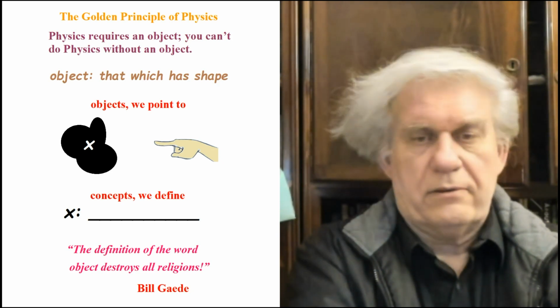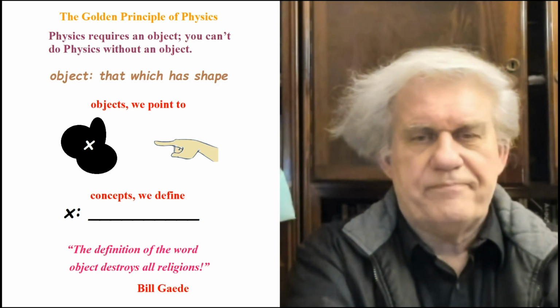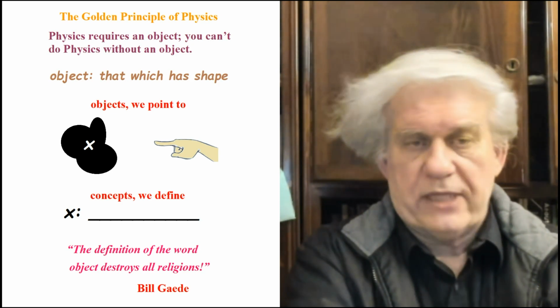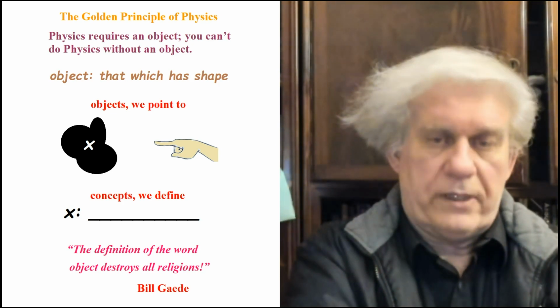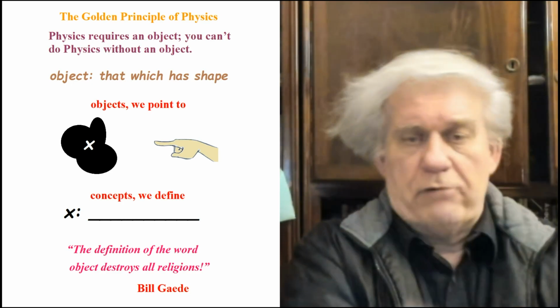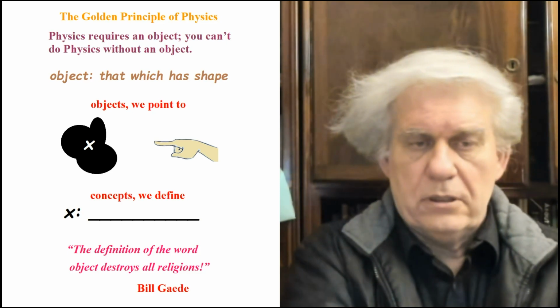And we separate that, or contrast it with space. Okay, space is that which doesn't have shape. An object is that which has shape. And objects then we can point to. We point to objects and name them. So we say chair, tree, rock, house, whatever, dog.